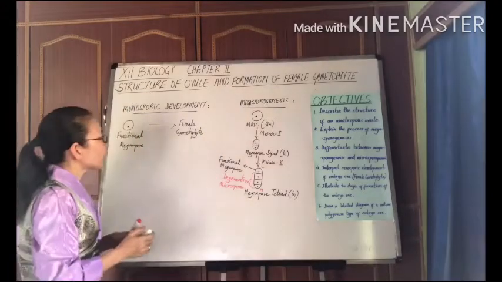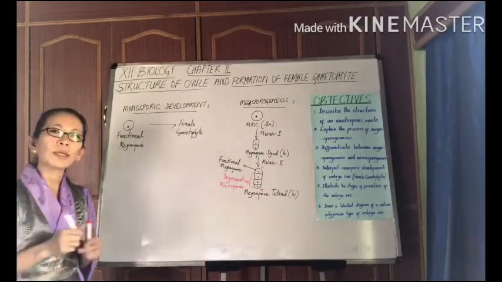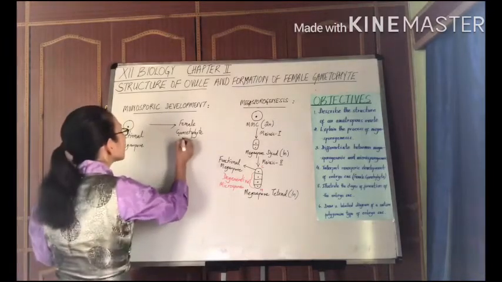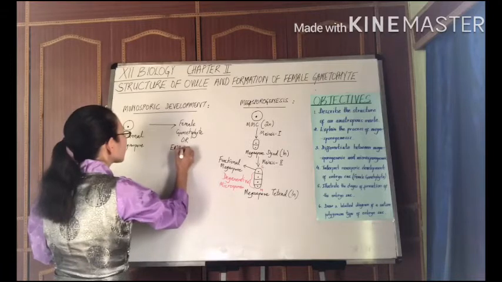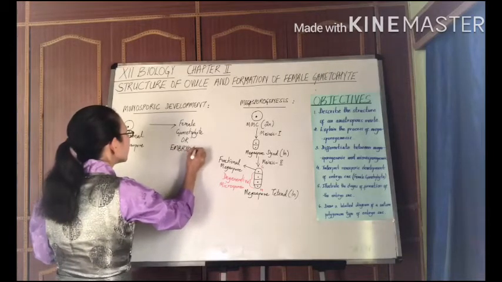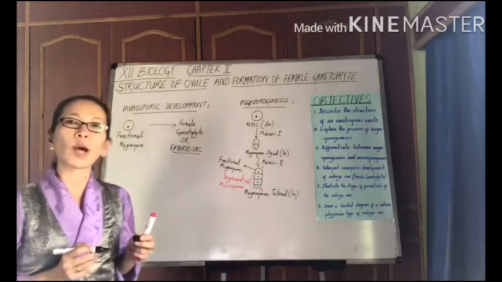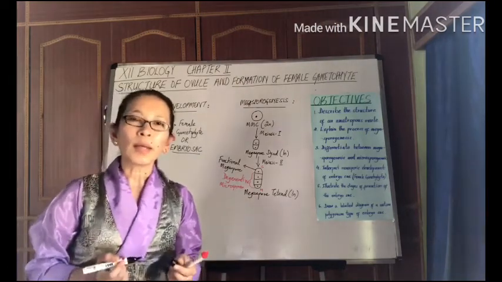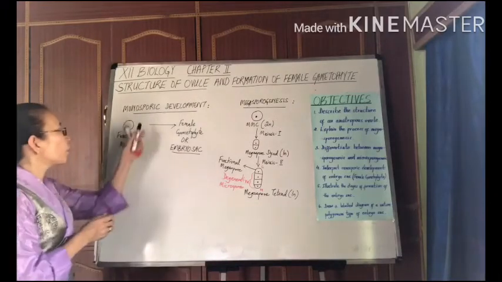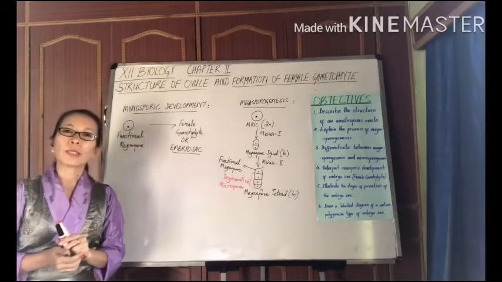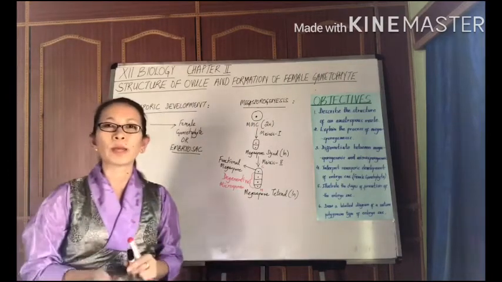Now, this kind of female gametophyte can also be technically referred to as embryo sac. So a female gametophyte is also referred to as an embryo sac, and the embryo sac of a monosporic female gametophyte can also be of different types.